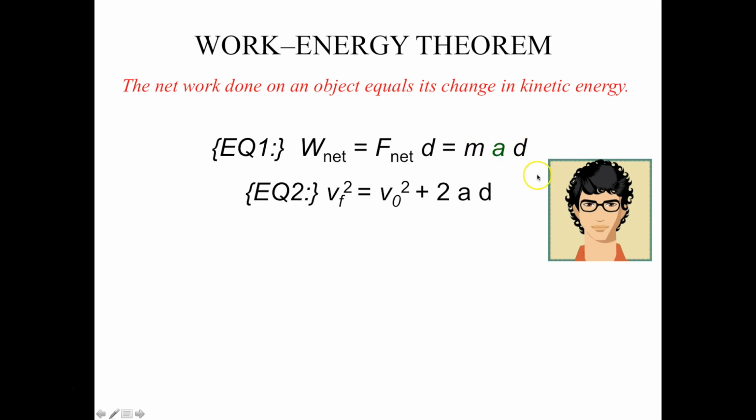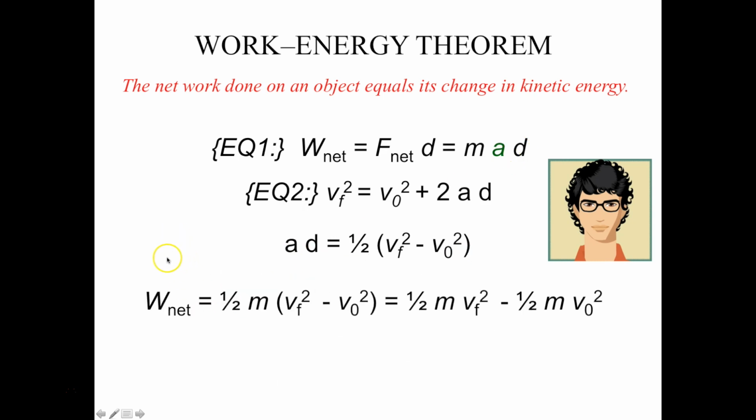Notice that both of these equations have a term with ad. So if I solve for ad from equation number 2 like this, I subtract v naught squared to the other side. To isolate the ad, divide by 2, which is the same thing as multiplying by 1/2. 1/2 (vf squared minus v naught squared) equals ad. And I take this ad, put it up here in the work net equation, equation number 1. And here's what we get.